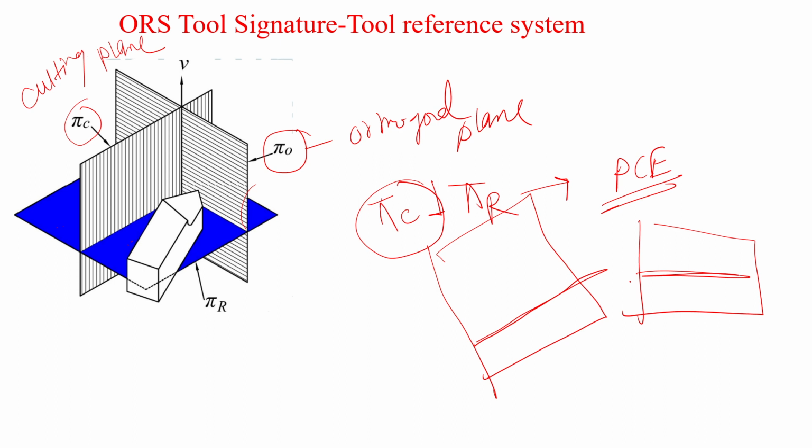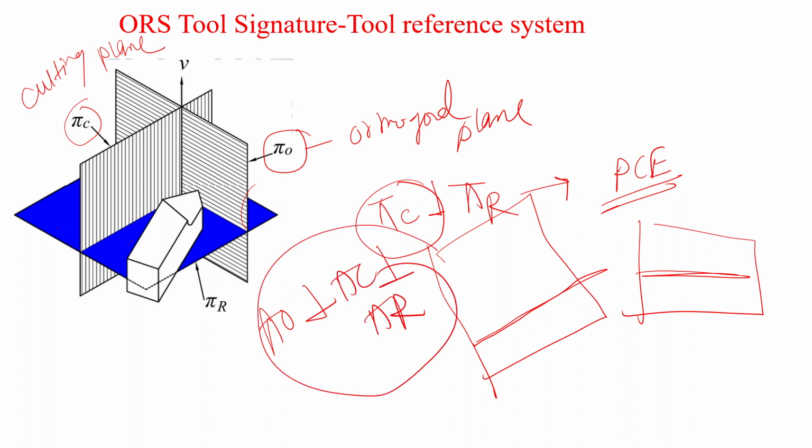And one more is the pi o, which is the orthogonal plane, which is perpendicular to both. Pi o will be perpendicular to both pi c and pi r. So this is the orthogonal plane. When the chip flows in this plane, you can see chips flowing here, then that is called orthogonal cutting. The true definition of orthogonal cutting.